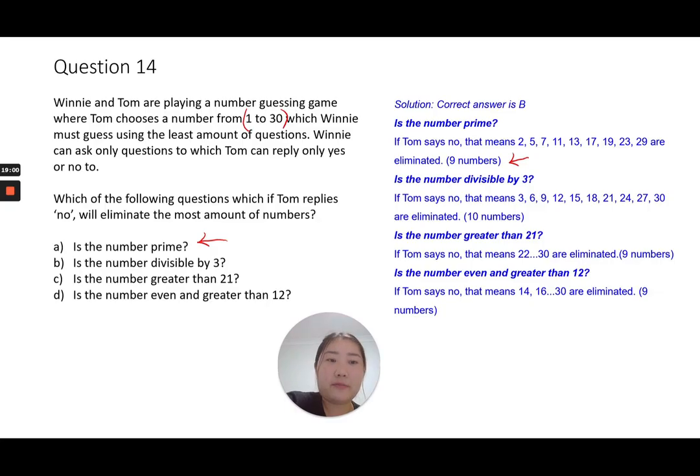And if you see, the options A, B, and D all eliminate 9 numbers each, whereas if the number is divided by 3, option B eliminates 10 numbers. So which one will eliminate the most amount of numbers? The answer is B. You can pause the screen to look through and confirm your own solutions.